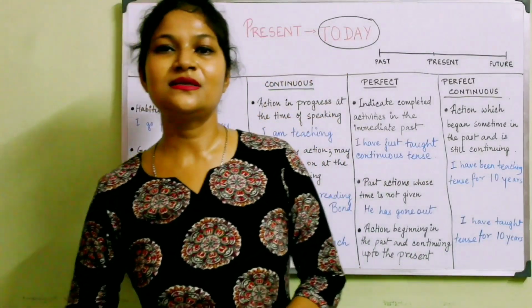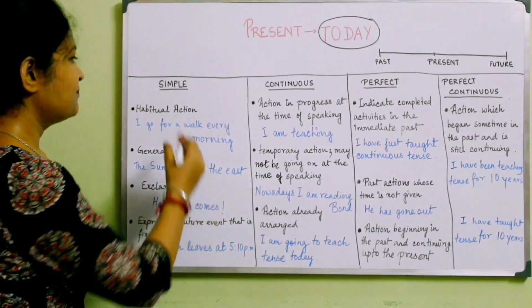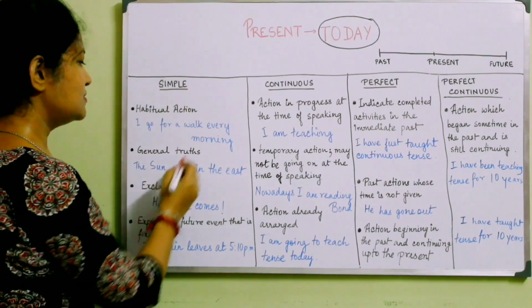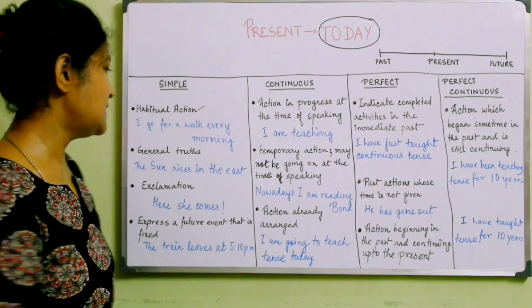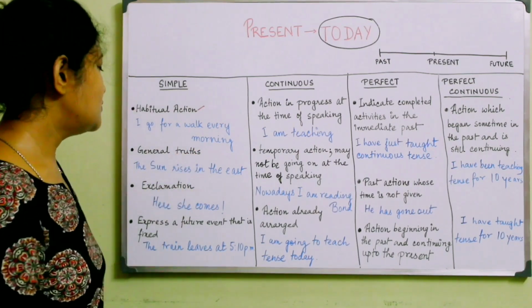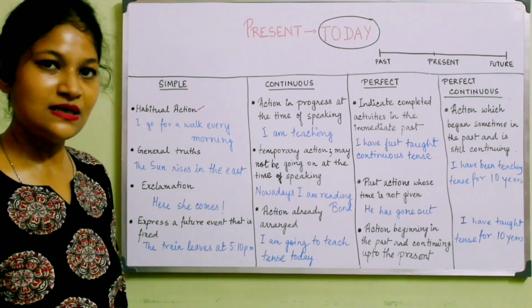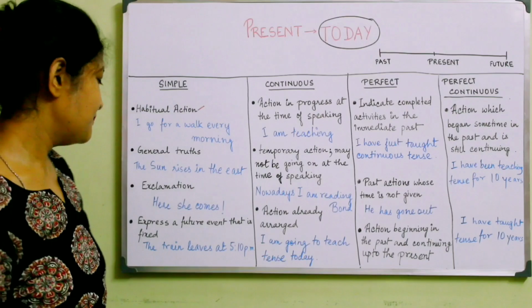So when is the present tense used? First, focusing on the simple tense. So simple present tense is used to denote habitual action. For example, a person going for a morning walk will say, I go for a walk every morning. Second, general truths. The sun rises in the east. Number 3, an exclamation. Here she comes.